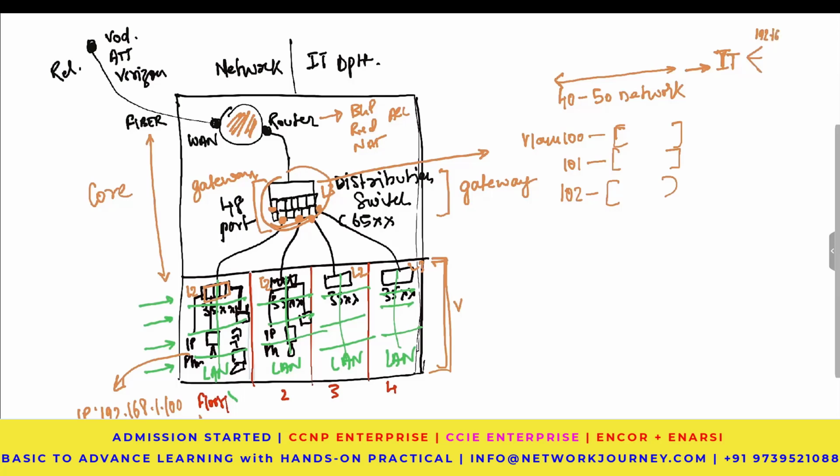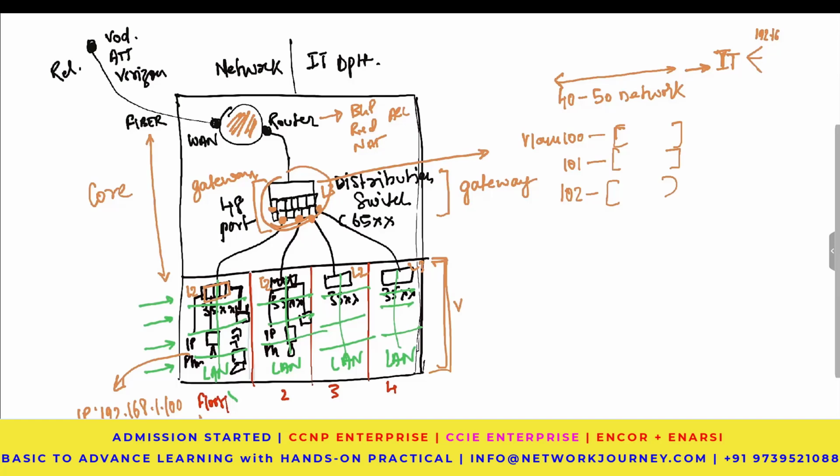The 192.168.1.1 to 192.168.1.20. This is one network. Let's say this is for VLAN 100. Similar way, 192.168.1.21 to 192.168.1.30.